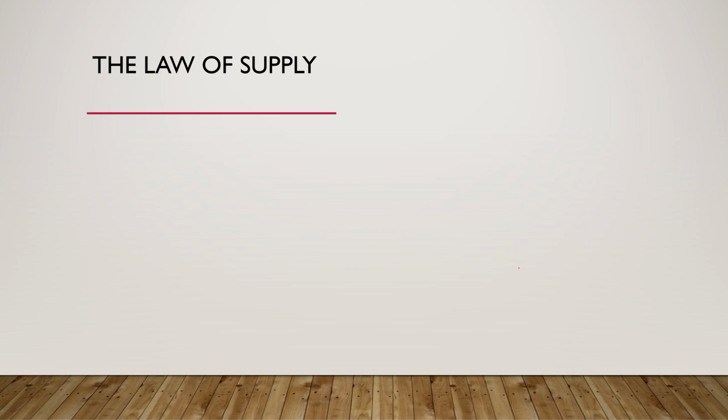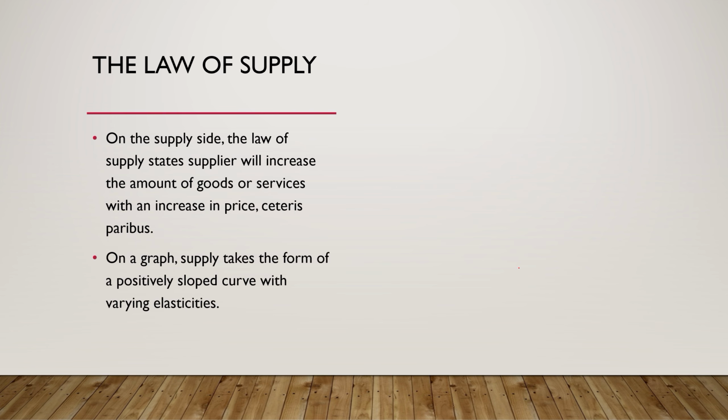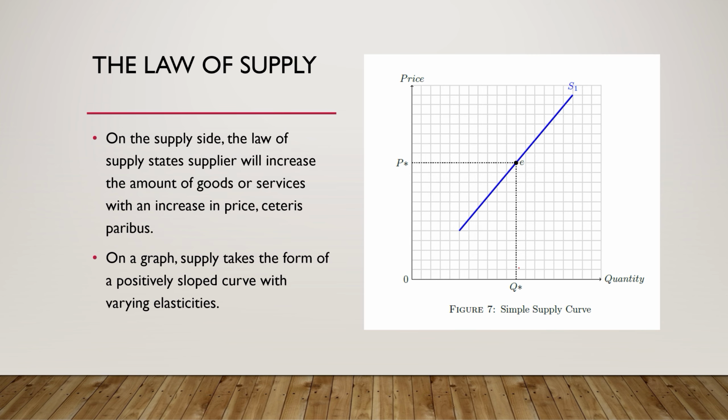Moving on to the law of supply. The law of supply states that a supplier will increase the amount of goods or services with an increase in price, ceteris paribus. On the graph, the supply curve takes the form of a positively sloped curve with varying elasticities, as such.